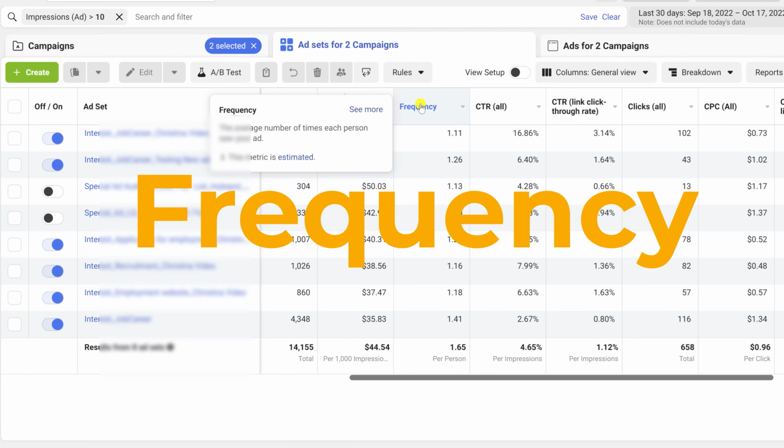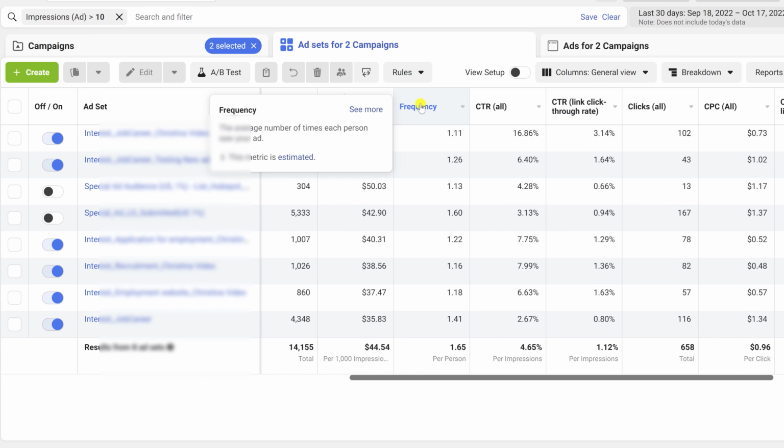Second KPI that we are going to talk about is frequency. Frequency is also a very important KPI. Frequency is the average number of times each person saw your ad. On Facebook, there is a rule that frequency doesn't need to be more than 2. The logic behind frequency is this. If someone already saw your ad and didn't perform any action, you need to move forward. If you show this person your ad over and over again, they're going to be frustrated, they're going to be annoyed, and they're still not going to perform any action, but you're going to pay for these views.